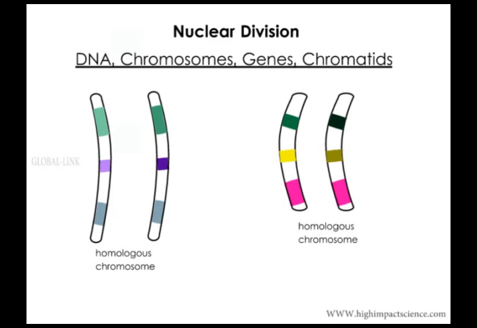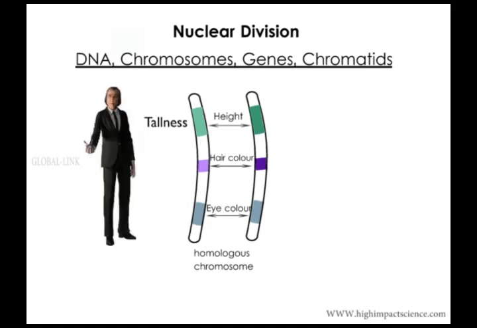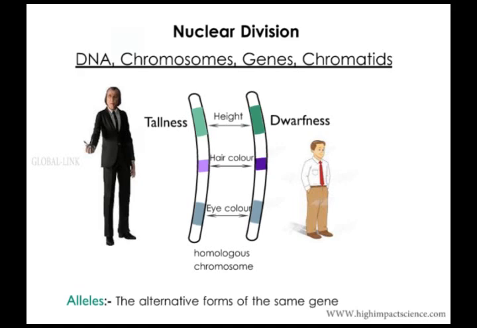Let's use the first homologous pair as an example. The chromosomes have 3 genes each. Let's say these genes code for height, these ones code for hair color, and these ones for eye color. But although these ones both code for height, one can be for tallness and the other for dwarfness. You see, they both code for the same characteristic, height, but the alternative forms of height. We call such a pair of genes alleles, the alternative forms of the same gene. So tall and dwarf are the alternative forms of height.